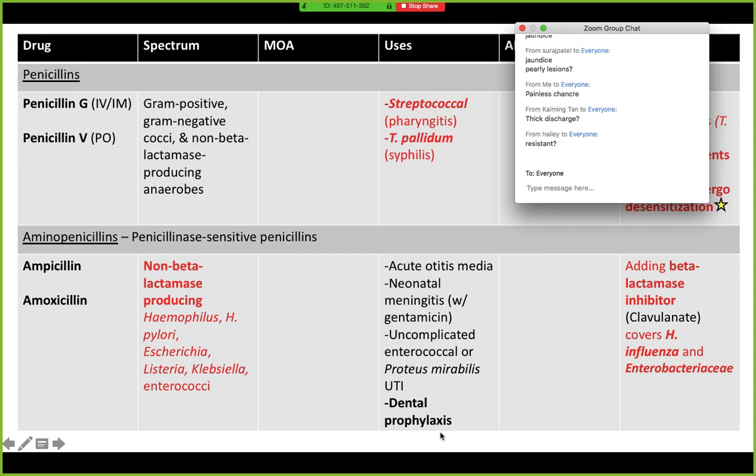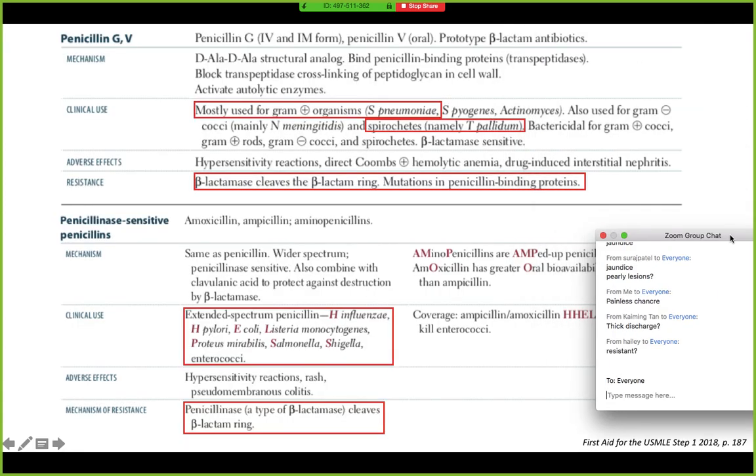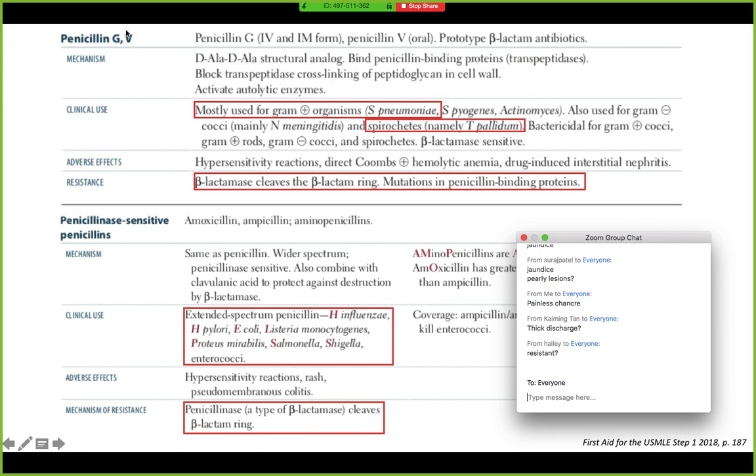And then also, I don't know if she had this in red, but amoxicillin is commonly used in dental prophylaxis. You see that a lot. Yep, and then here in First Aid, it talks about syphilis, penicillin G, and then your penicillinase cleaves the beta-lactam ring. So this is its mechanism of resistance. So this is why you're going to use a beta-lactamase inhibitor.